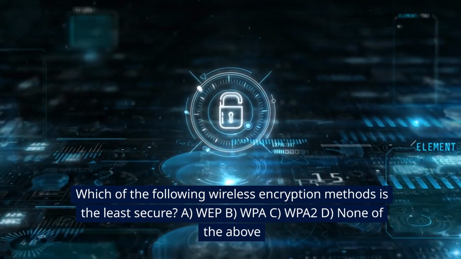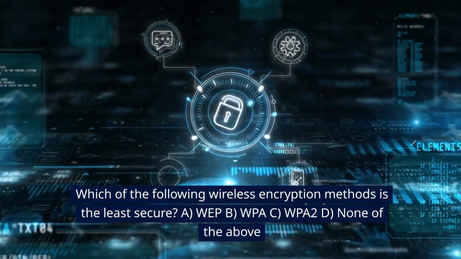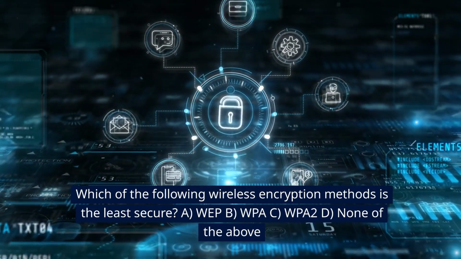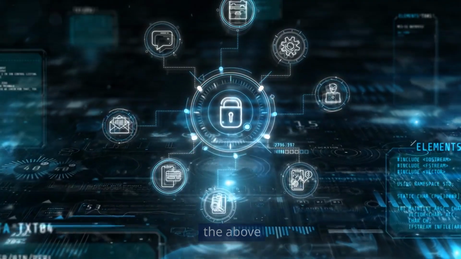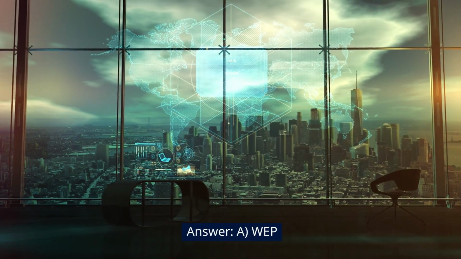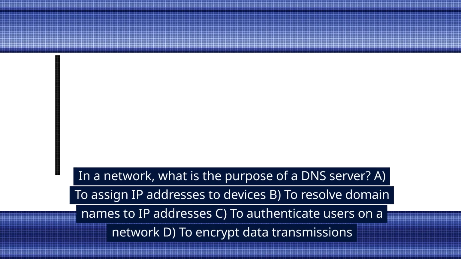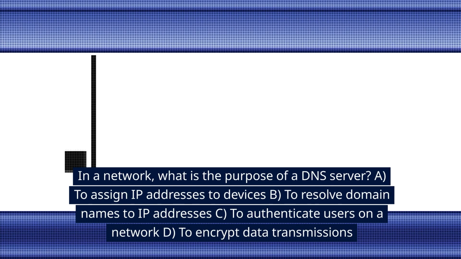Which of the following wireless encryption methods is the least secure? A. WEP. B. WPA. C. WPA2. D. None of the above. Answer: A. WEP. In a network, what is the purpose of a DNS server?